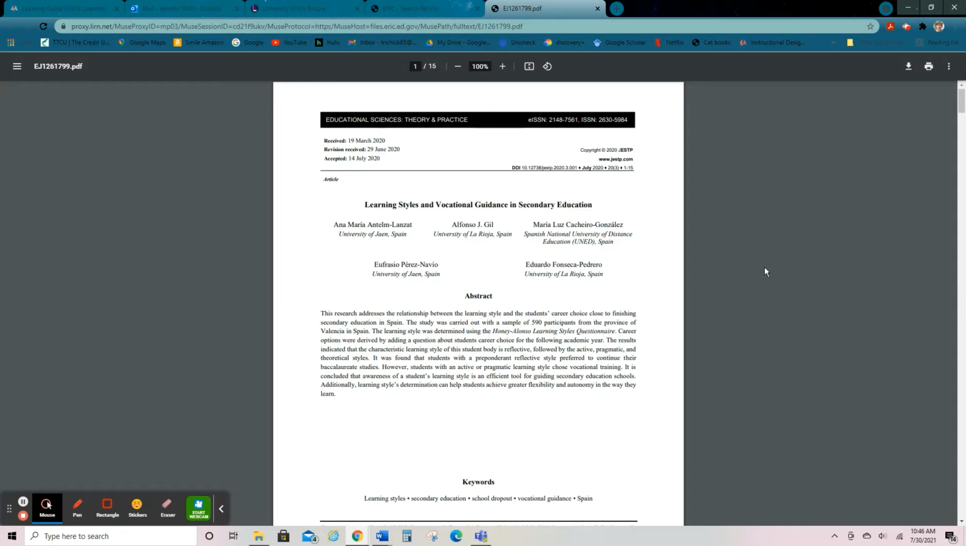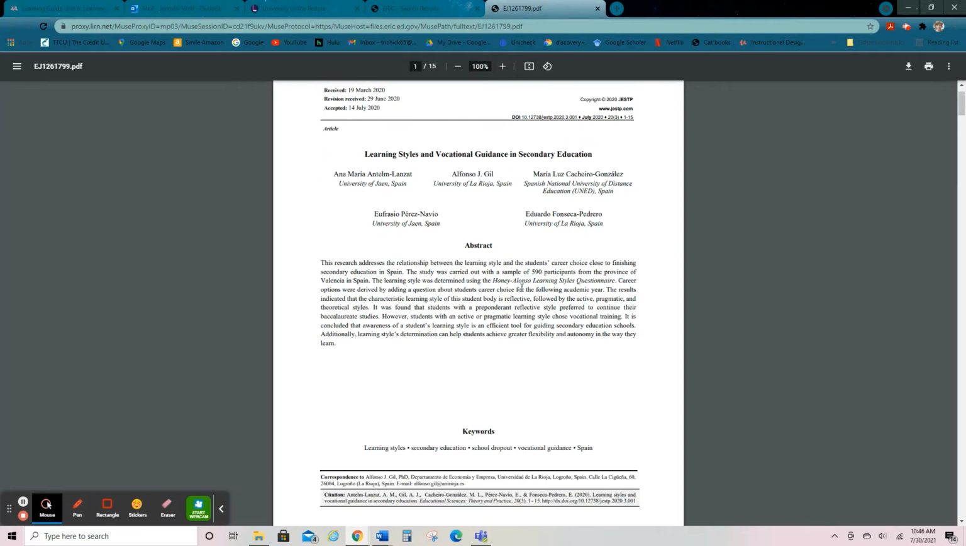article I pulled up. You can see that this is in a journal called Educational Sciences, Theory and Practice. You can see the published date and the authors, and this abstract is what you will find in a research article. It's just a summary of what the authors found when they conducted a study or their research.